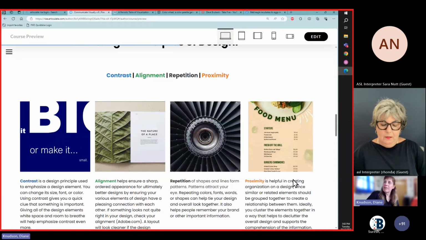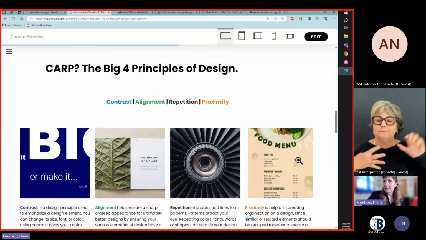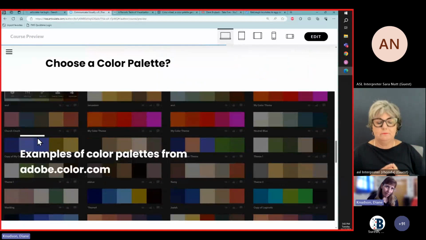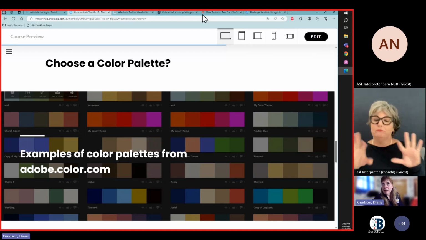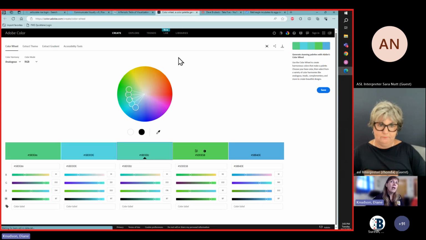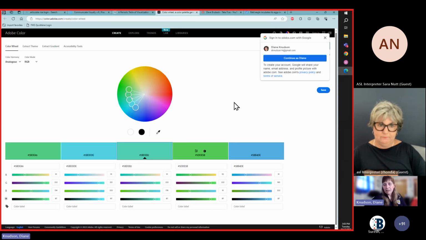So these are the big four elements or principles of design. And another good thing to do is to choose and limit your color palette. And I want to demo this really quick for you. This is called Adobe Color.